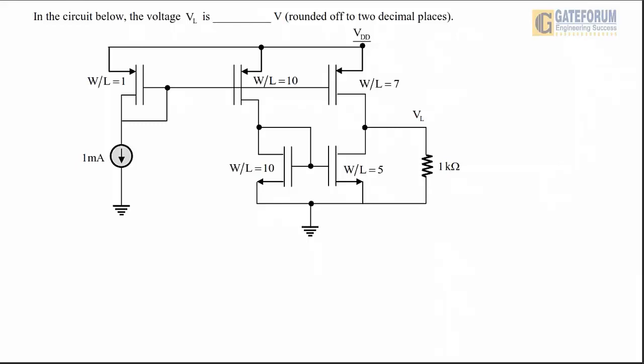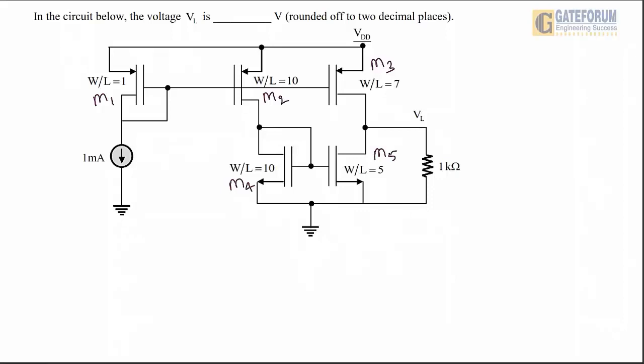The question here is: in the circuit below, the voltage VL is fill in the blanks volt, and the answer should be rounded off to 2 decimal places. This question was asked in GATE 2023 for EC as a NAT type question. It belongs to EDC, based on the topic of MOSFET, and the main concept used here is the current mirror circuit. Let's name the MOSFETs in this circuit as M1, M2, M3, M4, and M5.